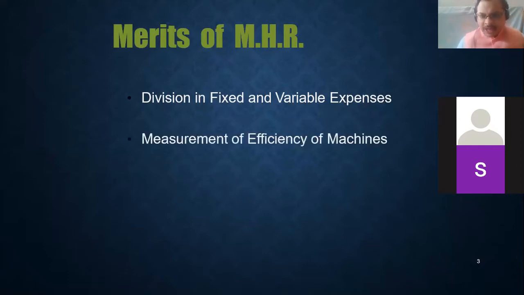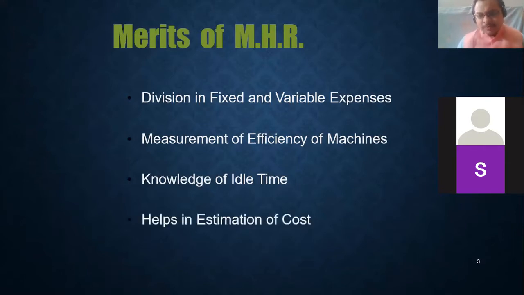measurement. With the help of machine hour rate, we can easily measure the efficiency of machines, whether my machine is working efficiently and to what extent. The next one is that we can easily find out about idle time: the number of hours the machine was idle, or there was wastage of time. We can say the production was 0 at that time. It is called idle time. It also helps in estimating cost, because unless you know the machine hour rate, the cost of the machine for 1 hour, you are not able to find out the cost. Yes or no, everyone?